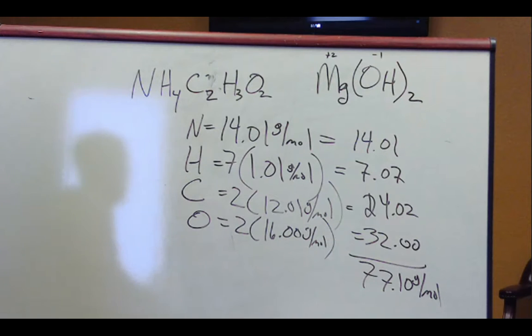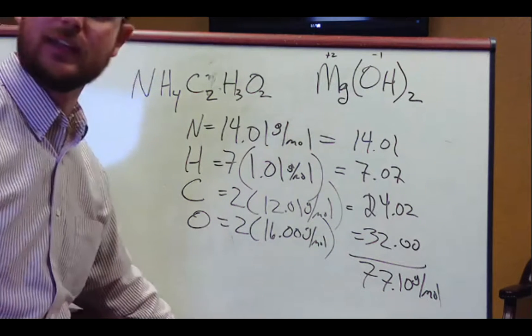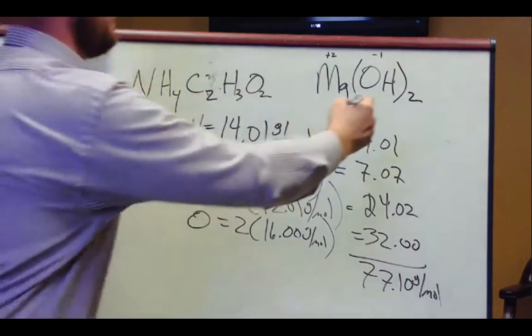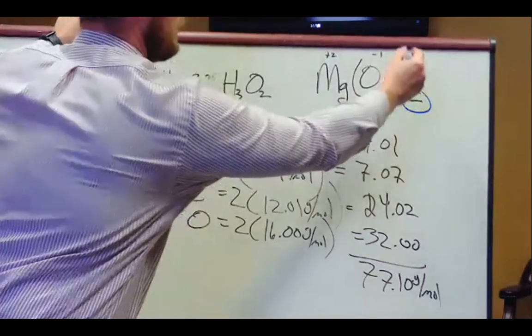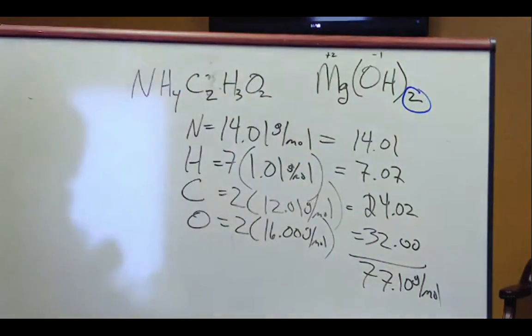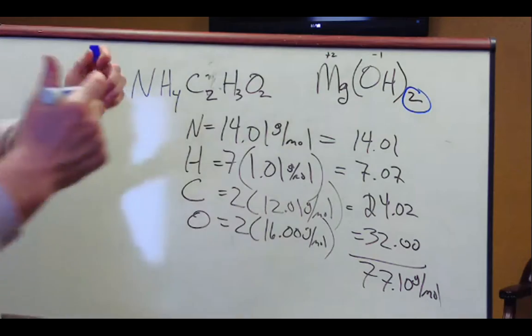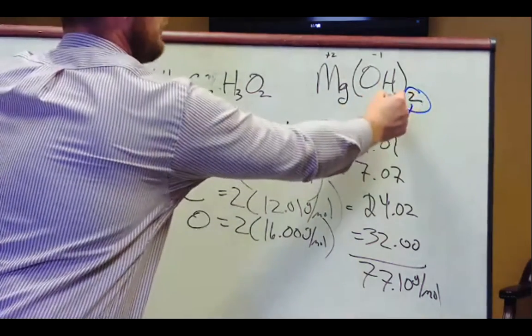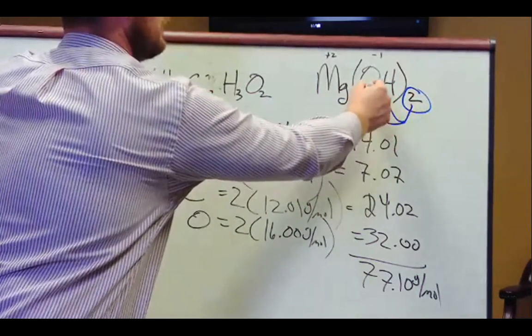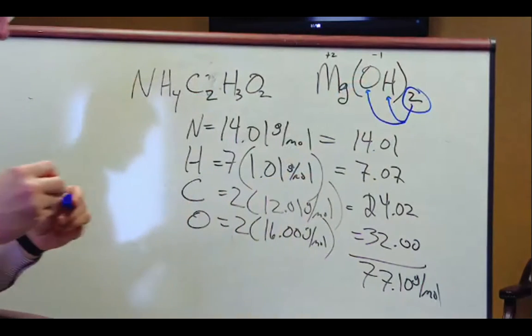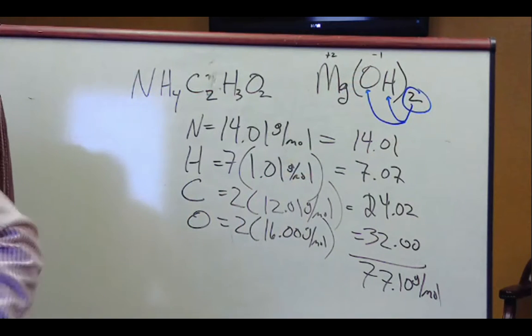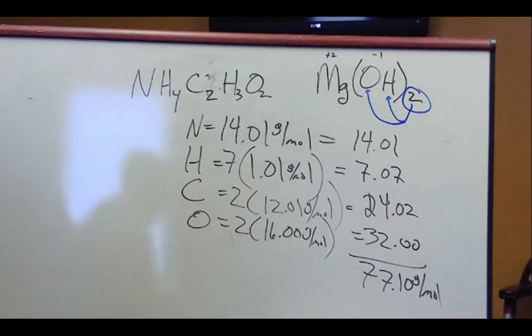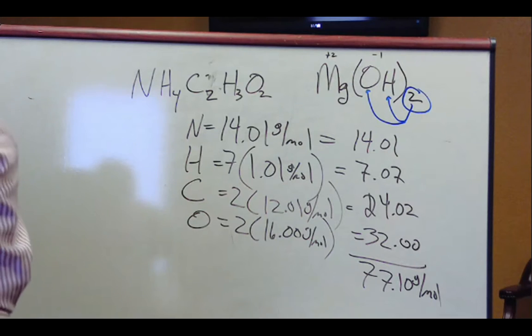And what we have to consider whenever we do things like this are these little subscripts. This guy right here. If you see a subscript outside a polyatomic ion, like OH, we now have to multiply hydrogen by 2 and oxygen by 2. And we leave the magnesium alone, right? Because there's no 2 or 3 or 4 on the magnesium. So I want you guys to go ahead and calculate magnesium hydroxide.